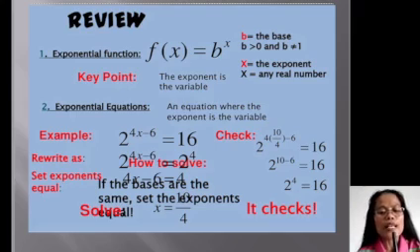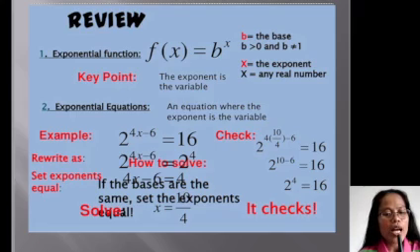Then we have to set the exponents equal. So 4x minus 6 is equal to 4. And we have to add 6 to both sides. So 4x minus 6 plus 6 is equal to 4 plus 6. And 4x will be at the left and 10 at the right. Since 4 is together with x, we will divide both sides by 4. The value of x is 10 over 4.